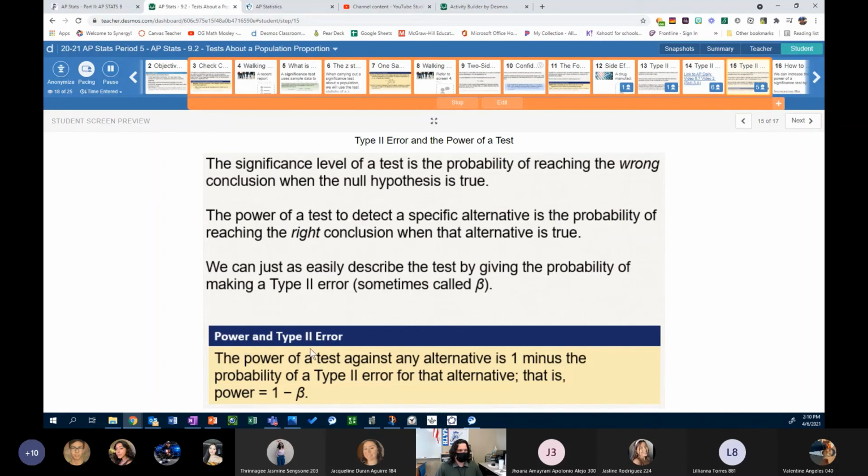All right, power and type 2 error. The power of a test against any alternative is 1 minus the probability of a type 2 error for the alternative. That is, power equals 1 minus beta. Also, right, the type 2 error is 1 minus power. Right, they're kind of complements of each other.